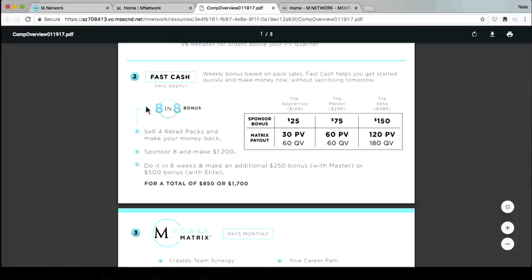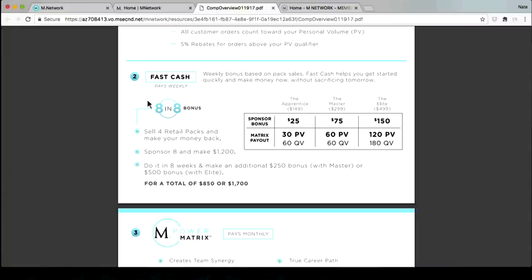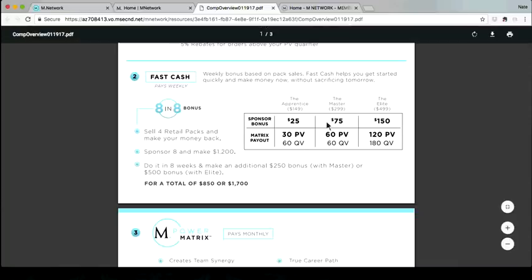Right here, the 8 and 8 bonus is also part of the fast cash. The 8 and 8 bonus is one of those shoot for the moon bonuses. It's a little bit more than just a one-time thing. It's definitely a big picture bonus. And if you sell 4 retail packs, you make your money back. Meaning, look at how much you make in the fast cash. Sponsor 8, and you can make $1,200 bucks.